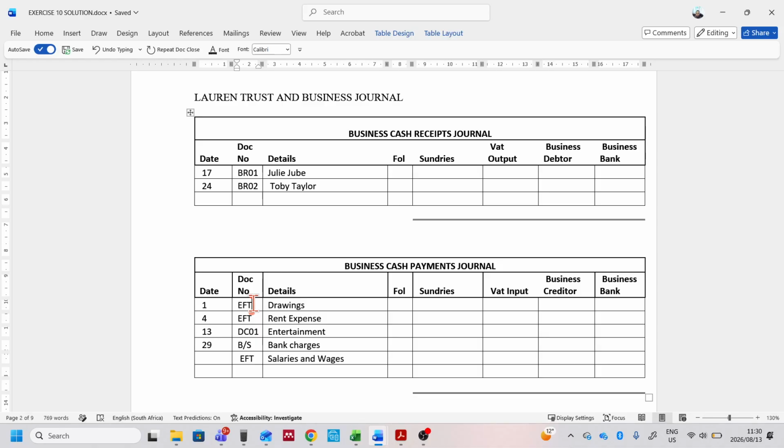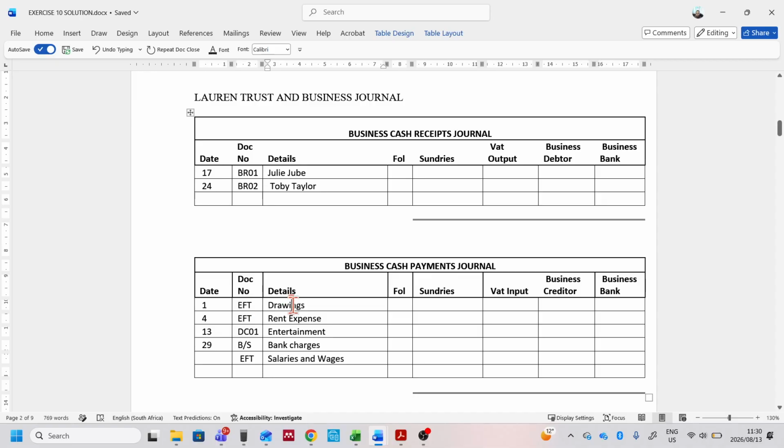For all your receipts, just write business receipts because you're going to have a trust receipt and a business receipts. So indicate BR on the document number. In most cases in the exam, this is blank for you guys, so you don't have to worry much about that.